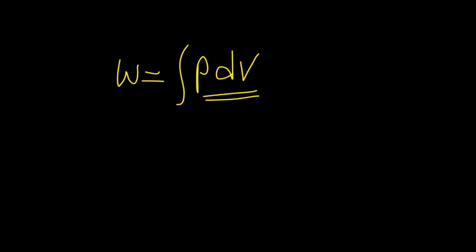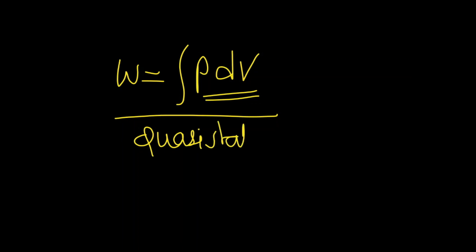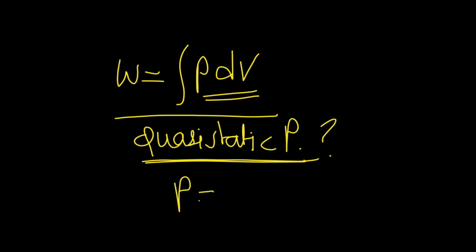Now you know that the work done for a non-flow system is just the integration of PdV. You must have performed this integration many a times before. But there's a condition here. For this integration to happen, the process must be quasi-static. And why is that so? Because unless the process is quasi-static, you don't know the path and you don't know how P is varying with volume.